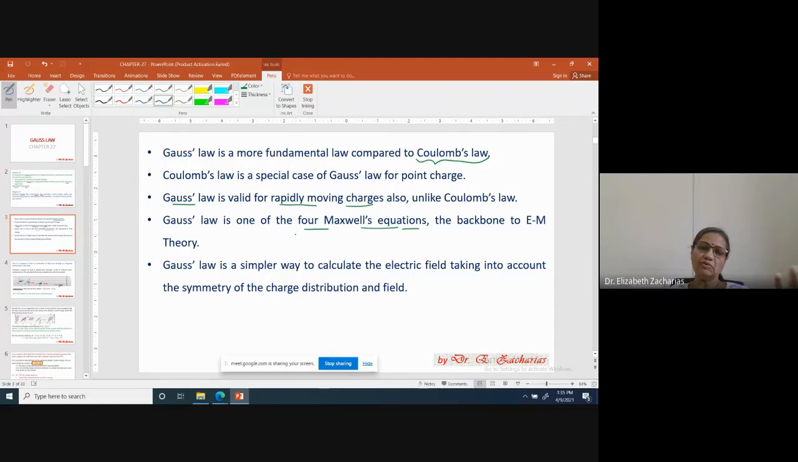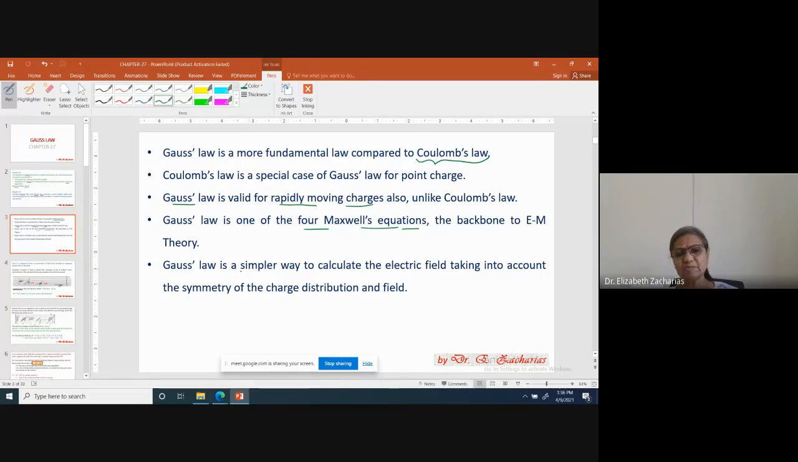Coulomb's law is something that you will study at the beginning of this electromagnetism and then forget it. But Gauss law is something that you are going to keep on using again and again all through your engineering, especially if you are going to be doing communication, or if you're doing EC especially, you will require these four Maxwell's equations again and again.